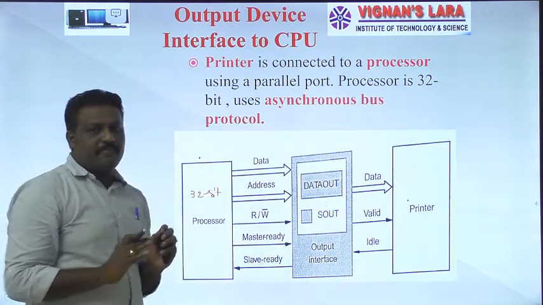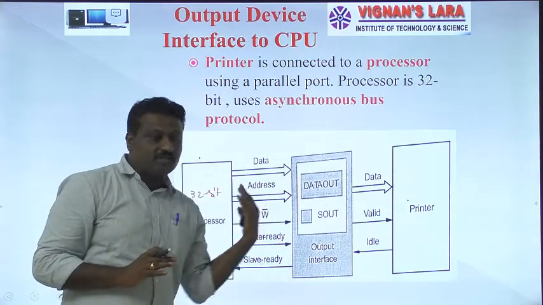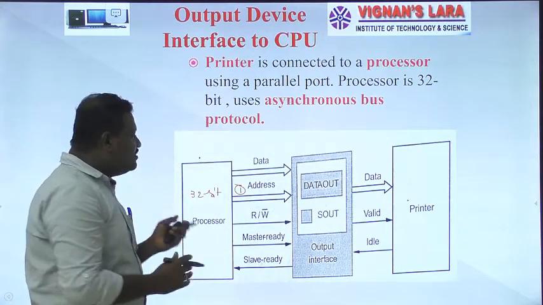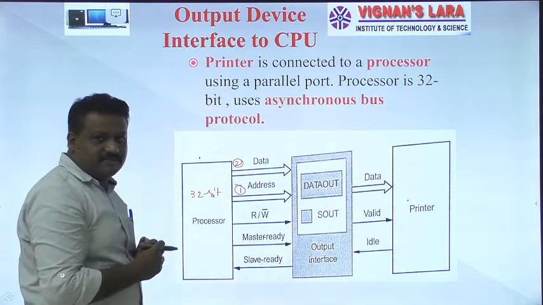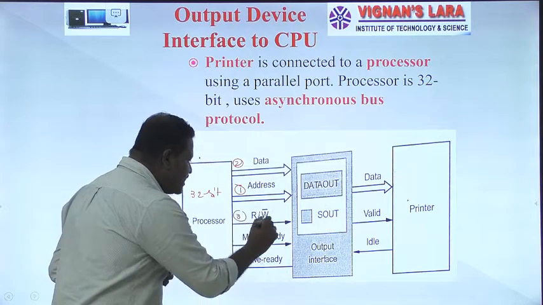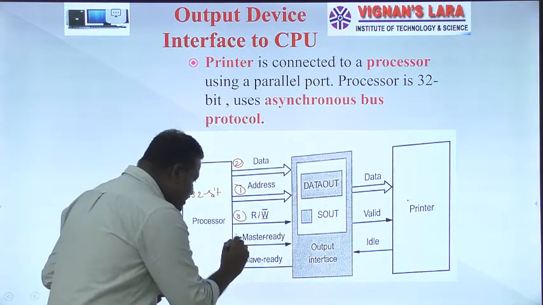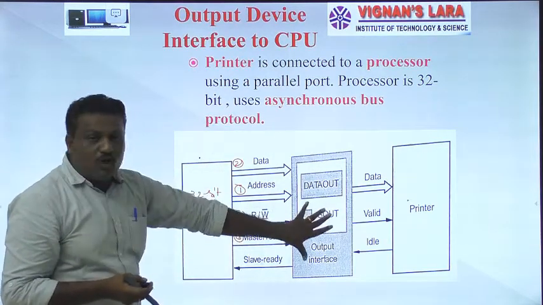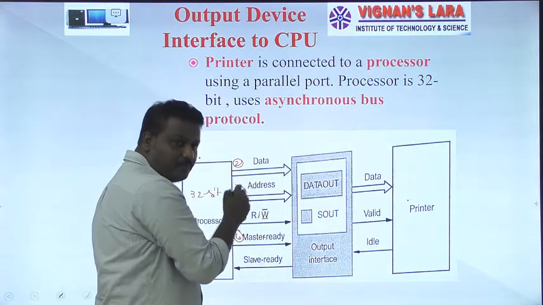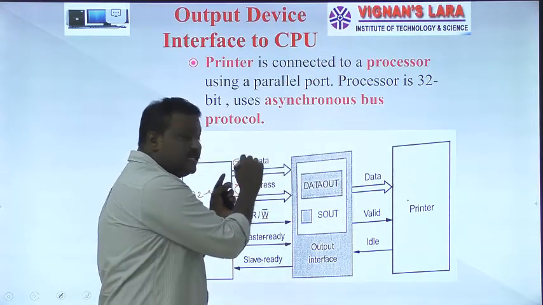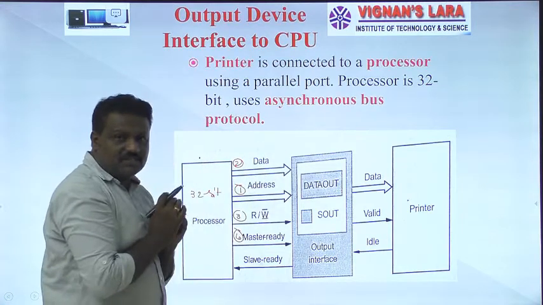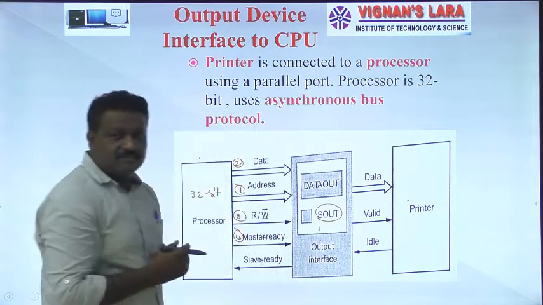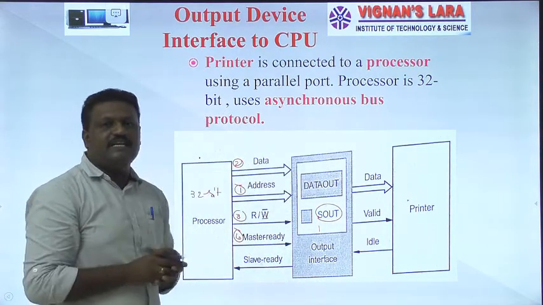Again, here the scenario was the same. If my processor goes and transfers something to a printer, first it will generate an address, and second it will place data over the data lines, and it will activate the write control signal and the master ready signal. By activation of all these, this output interface gathers data from the processor, which is transferred over the data lines and copied onto this data out register. Once the data out register is filled with the data, SOut is set to 1. That indicates that the data out register is filled with the data.